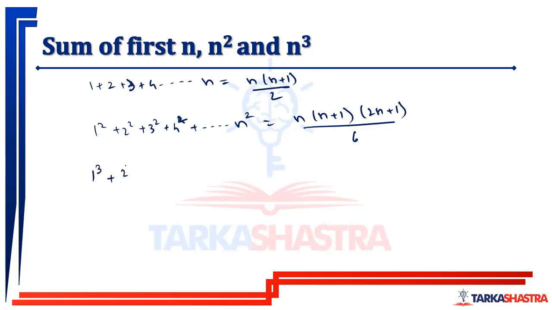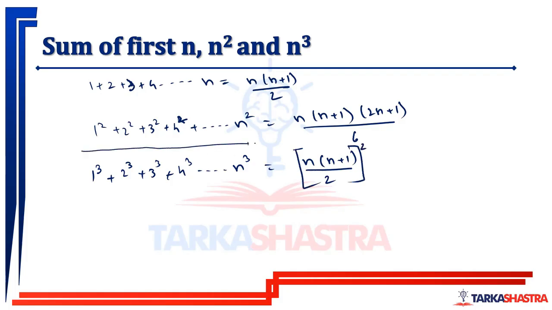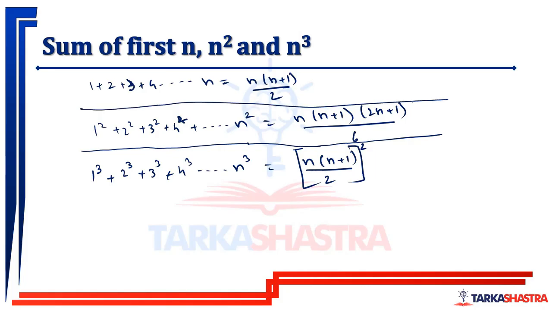Then 1 cube plus 2 cube plus 3 cube plus 4 cube up to n cube will be n into n plus 1 divided by 2, whole square. This will be whole square. These two are separate. Now it is nothing but the square of this value. Right? 1 cube plus 2 cube plus 3 cube up to n cube is nothing but the square of n into n plus 1 by 2.